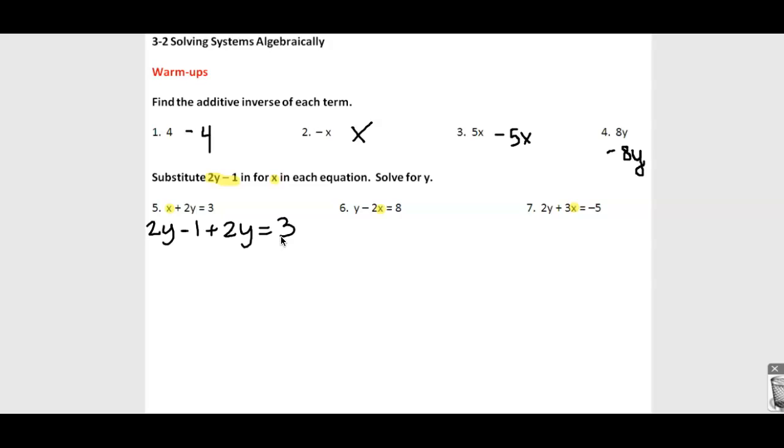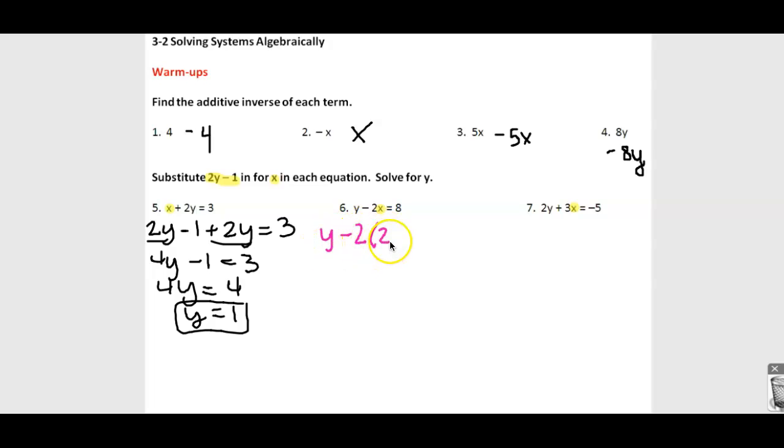So you get 2y minus 1 plus 2y equals 3. 2y plus 2y is 4y minus 1 equals 3. Add 1 to the other side. 4y equals 4. Therefore, y equals 1. So we just have to solve for y in the warm-up. In our notes, we have to solve for x and y because we're looking for the solution, which is the ordered pair. Okay, and number 6, you have y minus 2 times 2y minus 1 equals 8.